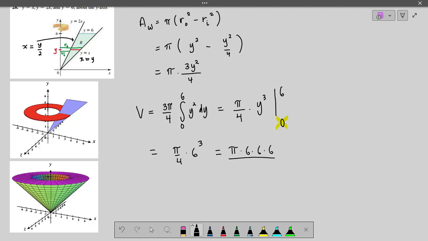If we just do this old school, we will see that we end up with this. So we get 9 times 6, which is 54 times pi.